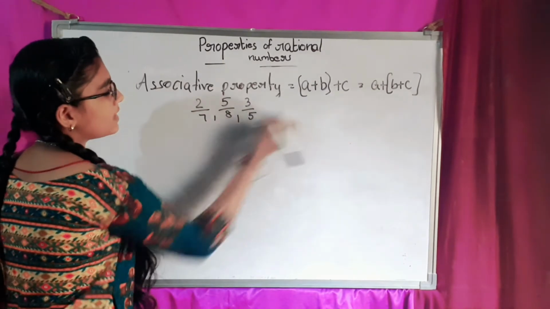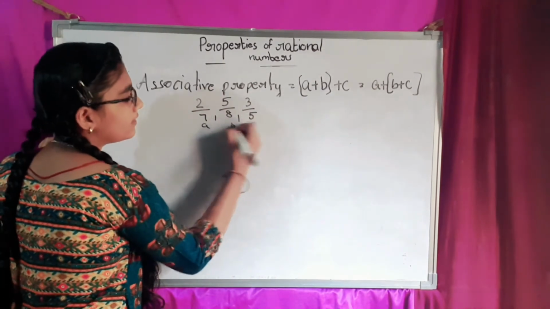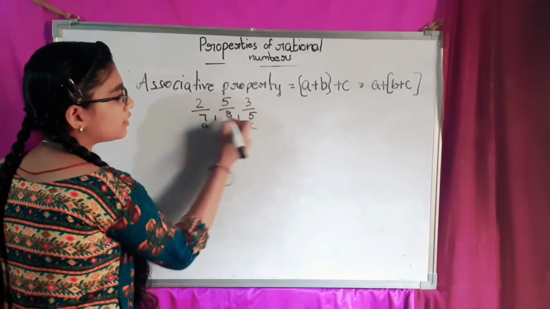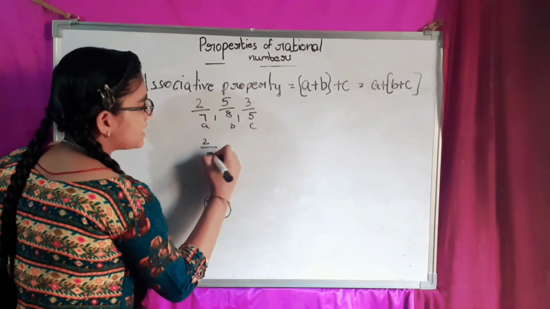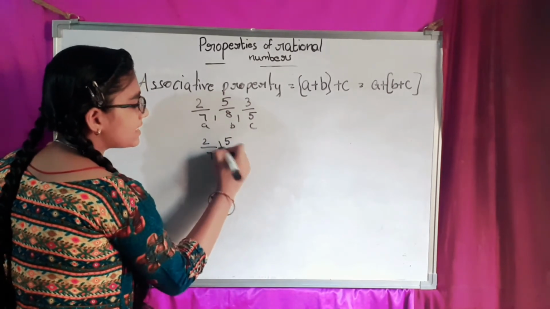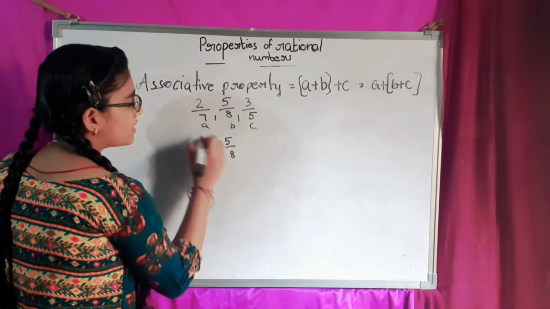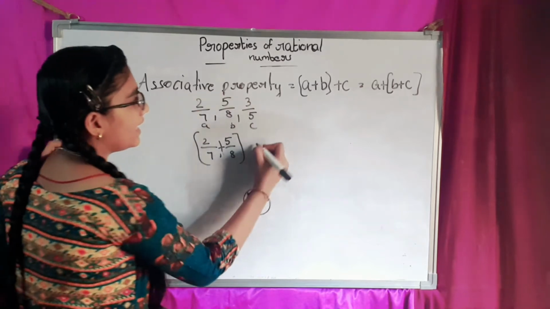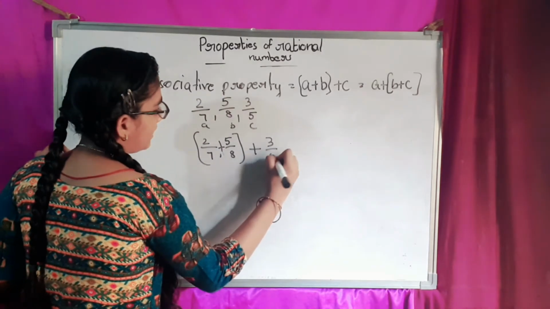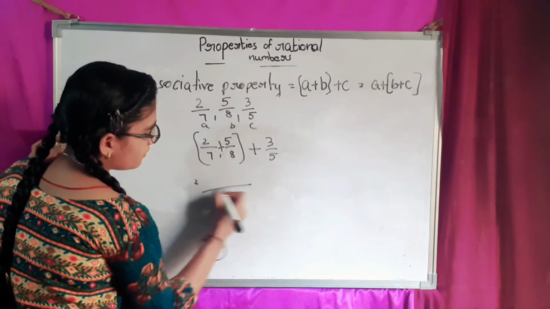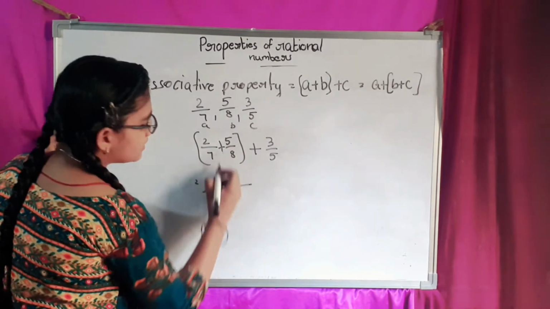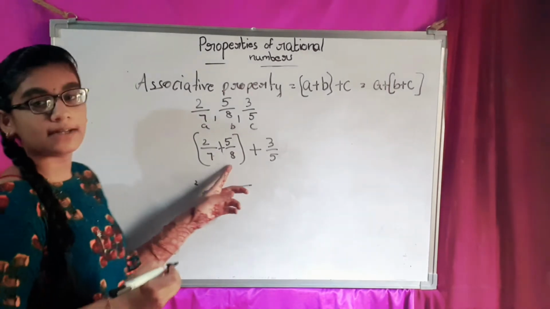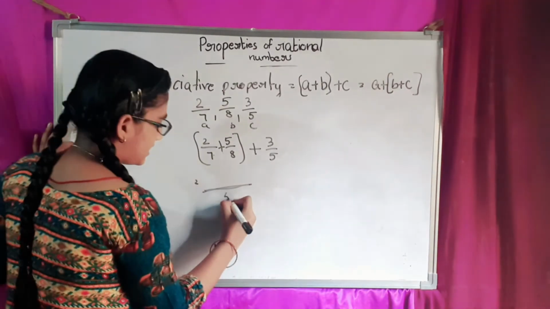Now we will do this addition. Here (A plus B) plus C, A is this, B, C. First these two we should do with BODMAS rule. 2 by 7 plus 5 by 8, keep in bracket, and plus 3 by 5. First we have to do this. 7, 8, what is the LCM? 56.